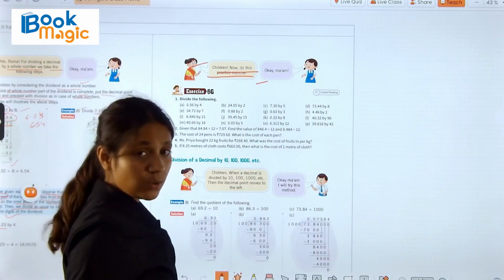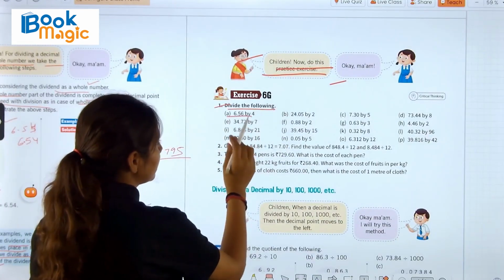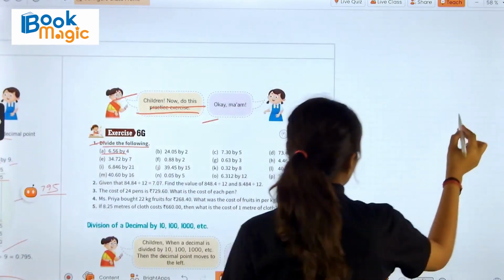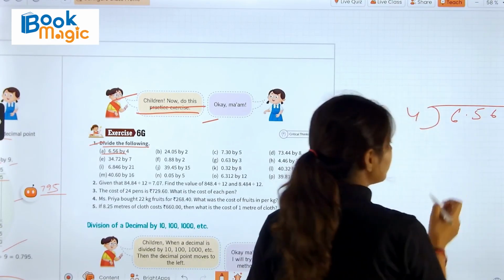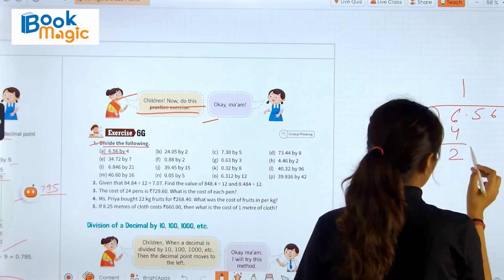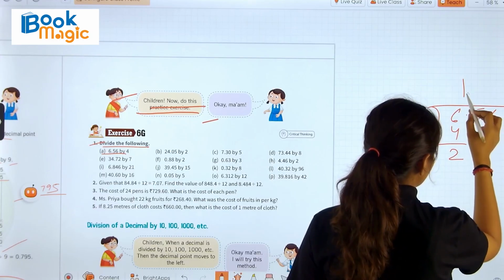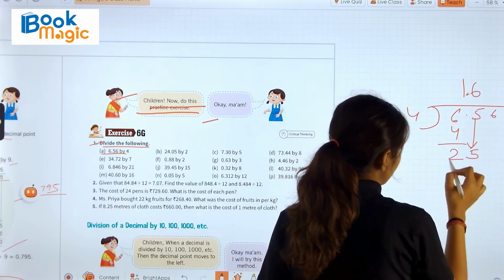Student replied, okay ma'am. So here we have the questions. Divide the following: 6.56 by 4. So 6.56 by 4. 4 ones are 4. We are getting here 2. Now putting here a dot. Okay. Now bringing this 5 here. 4 6s are 24.